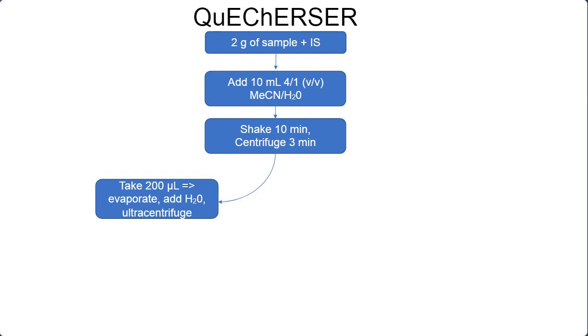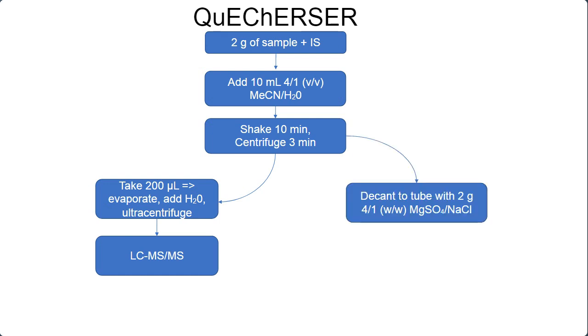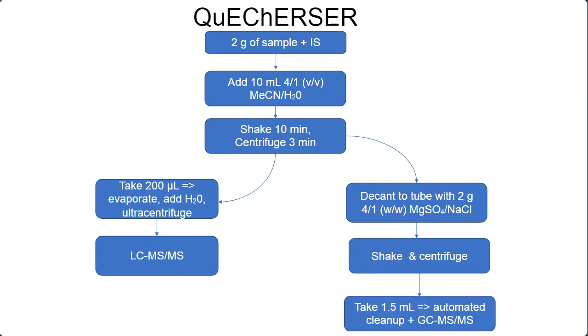It is also better than filtration because some studies have shown that when you use filters, some analytes can absorb to filters and you can lose them or have lower recoveries. And then after ultracentrifugation, this portion goes to LC-MS/MS analysis. For the remaining extract, we decant it to a tube containing 2 grams of magnesium sulfate and sodium chloride. We shake and centrifuge, and then we take 1.5 milliliters of the organic layer, and it goes to automated cleanup, conducted in parallel with GC-MS/MS, which I will show you on the next slide.